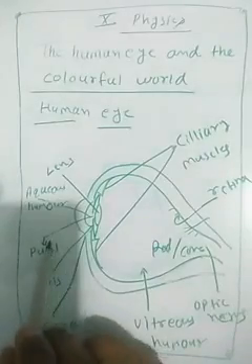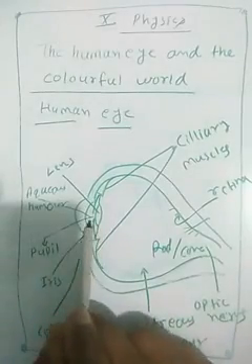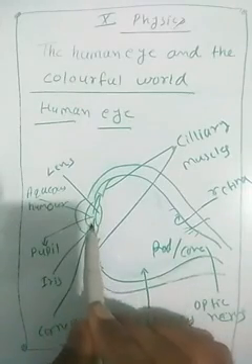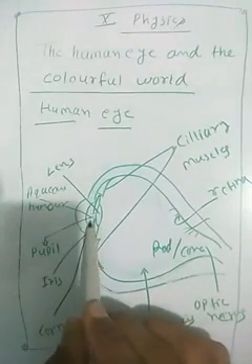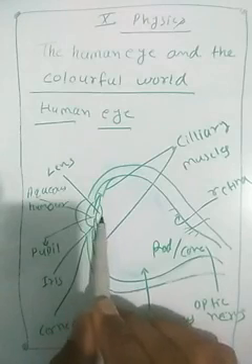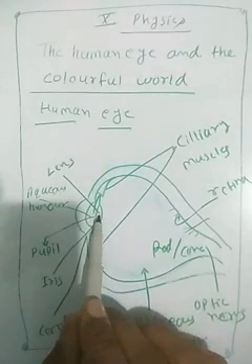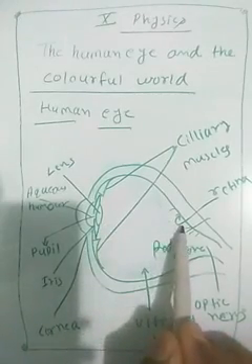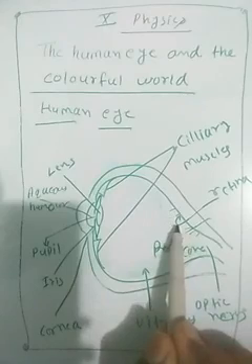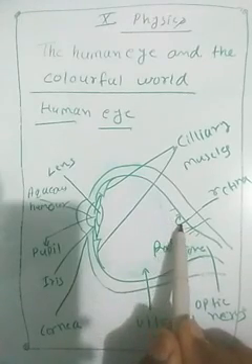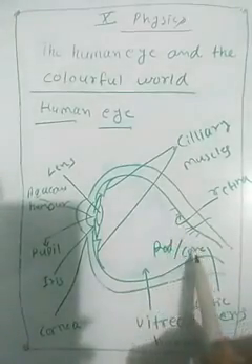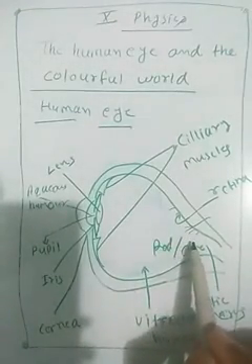When light enters through the pupil, it is your iris which controls the amount of light which has to enter the eye. This is your lens that focuses the incident ray, the refracted ray, on the retina, and at that place the image is formed. The image is real and inverted. Here are two types of cells, rod and cone. Rod detects dim light and cone detects the color of the image.